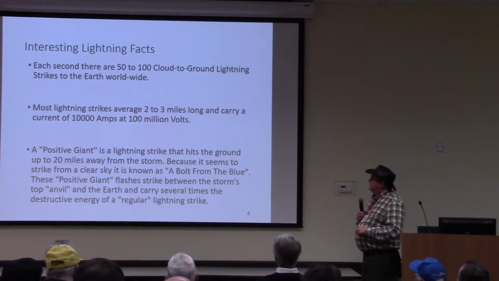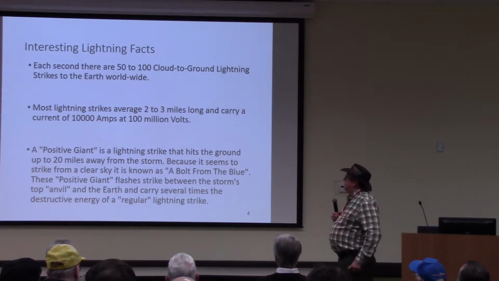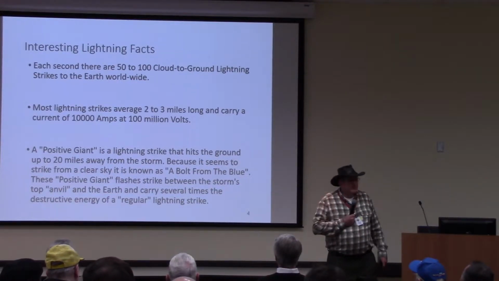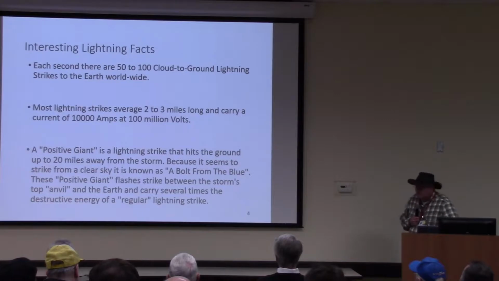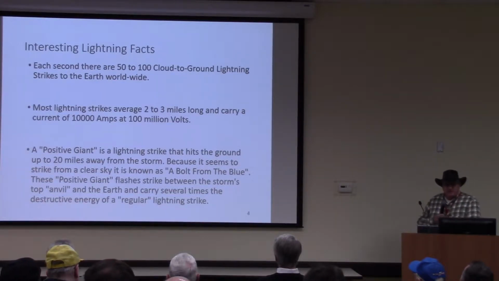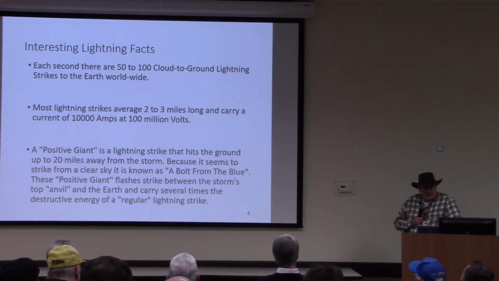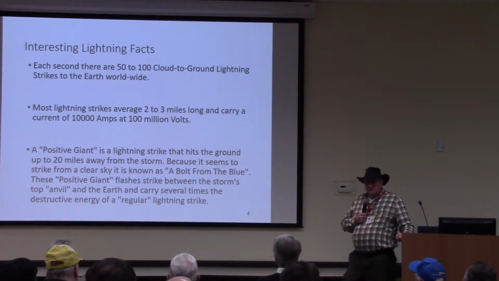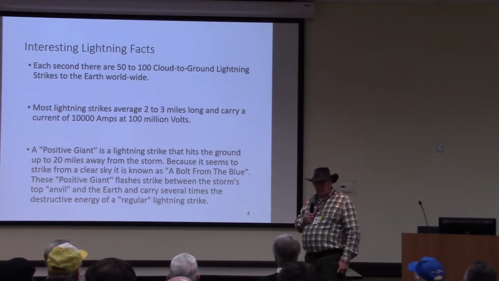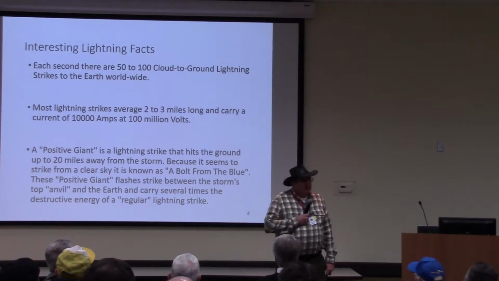Some basic facts. Each second there are about 50 to 100 cloud to ground lightning strikes somewhere on the earth. Most lightning strikes average 2 to 3 miles long, and they carry typically 10,000 to 20,000 amps. Okay, that's the current flow.